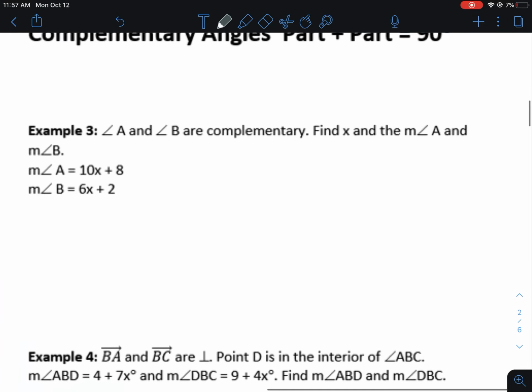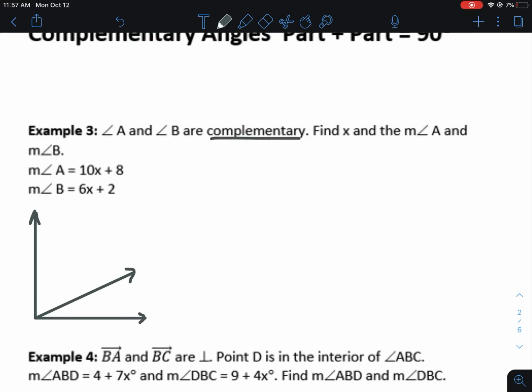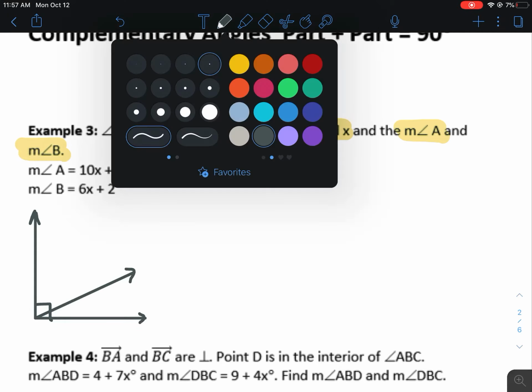Number 3, A and B are complementary. I don't see a picture. Let me go ahead and draw that right now. So whenever you don't see a picture, draw a picture. Okay, so complementary means 90 degrees. We already talked about that. And that's going to be part plus part equals 90. So the instructions say that we need to find x. Then we need to find the measure of angle A and the measure of angle B.